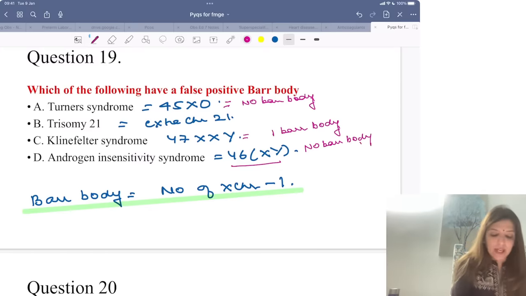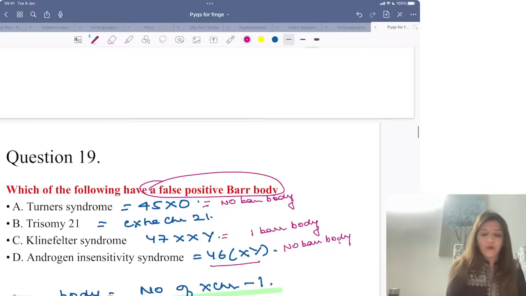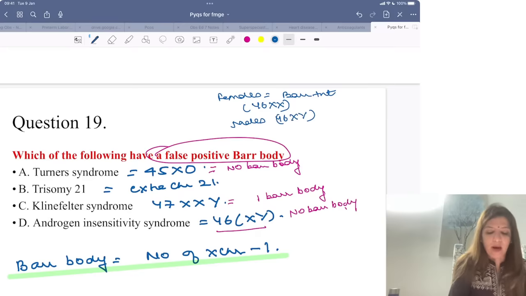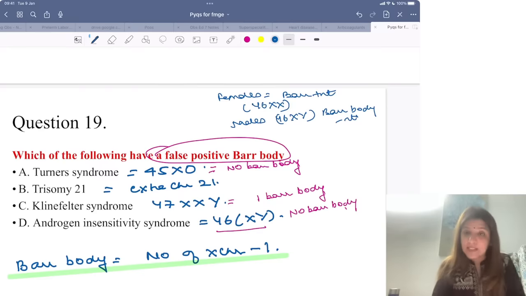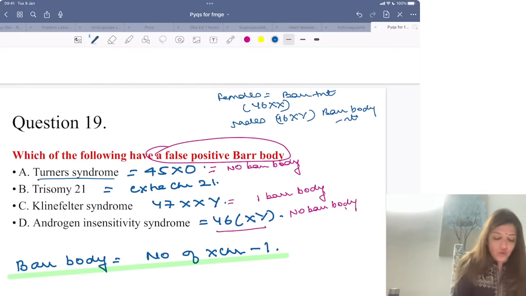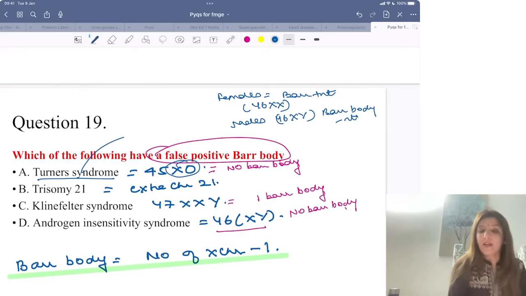Now, why are they saying false positive bar body? False positive bar body isliye keh rahe hain because generally jo females hoti hain, unme bar body present hoti hai because females are 46XX and males are 46XY. So, bar body is absent in males. Right? Male female kaise decide hota hai? Male female decide hota hai by presence or absence of Y chromosome. Y chromosome present hai, to male hai. Y chromosome absent hai, to female hai. To Turner's syndrome mein Y chromosome absent hota hai. That is why Turner's syndrome are females.